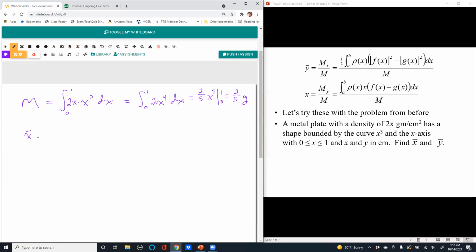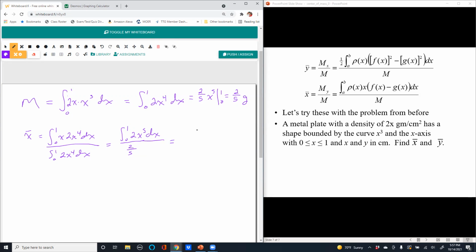Now let's talk about x bar. Remember what I said: if you can do the mass in terms of x, you can do x bar, because all you do is take your integral for mass, which we already said was 0 to 1 of 2x to the 4th dx, and multiply it by an extra x. X times 2x to the 4th dx. We already know that the mass comes out to be 2/5. Up here, we have the integral from 0 to 1 of 2x to the 5th dx.